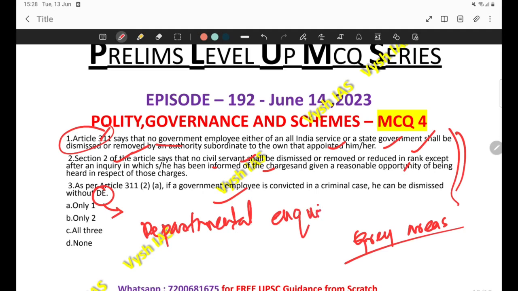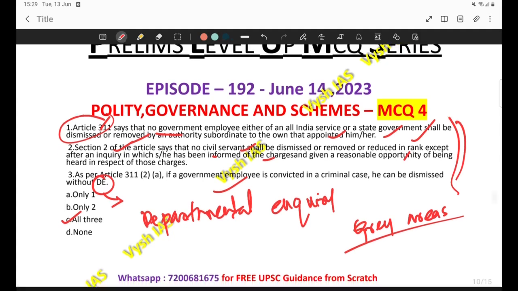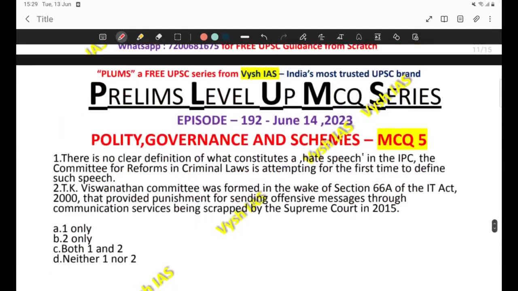Basically, I have taken this question just to show you the text of the constitution and how to analyze these kinds of questions. Here all the statements are correct, so you will go with all three of the options. Please look into this question again and read it three or four times, so that you can learn how to approach these kinds of questions. Now come to the next question.